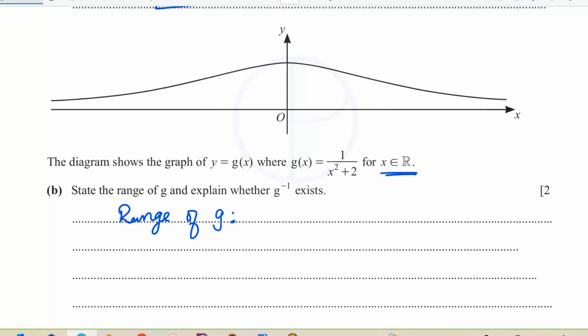When x equal to 0, we get the value as g of x is 1 over 2, and when x equal to infinity, then we get g value as 1 divided by infinity, that is 0. When x takes the value minus infinity, that time also it's 1 divided by infinity is 0.